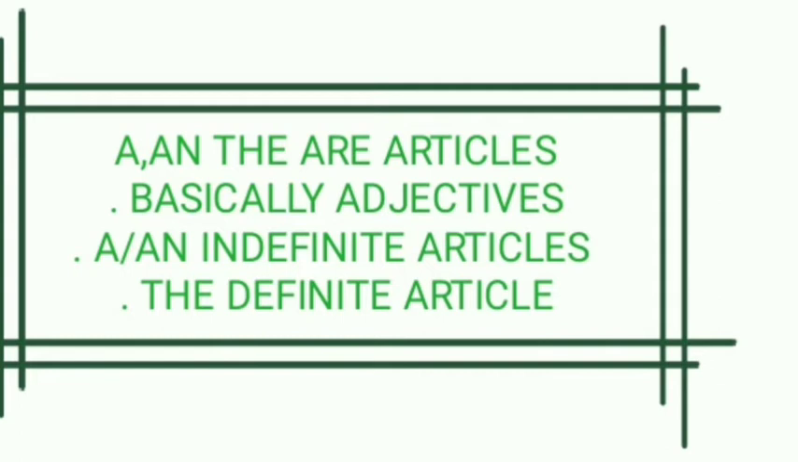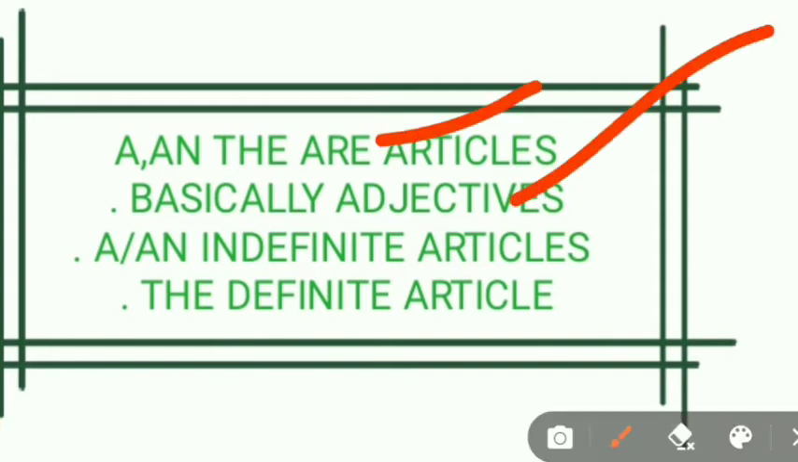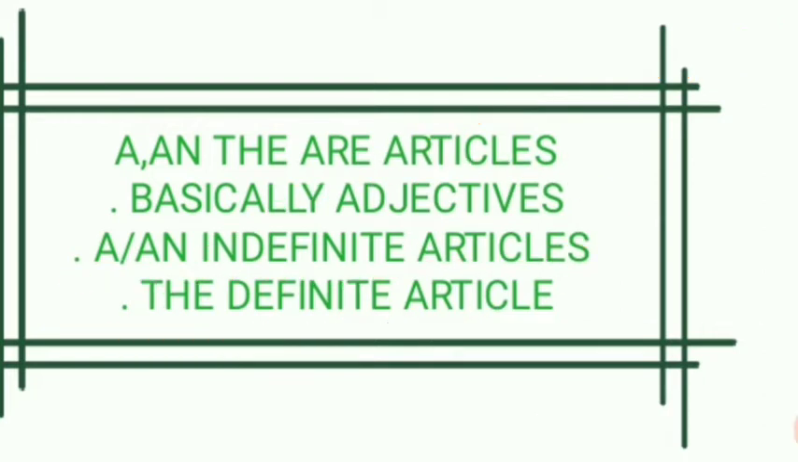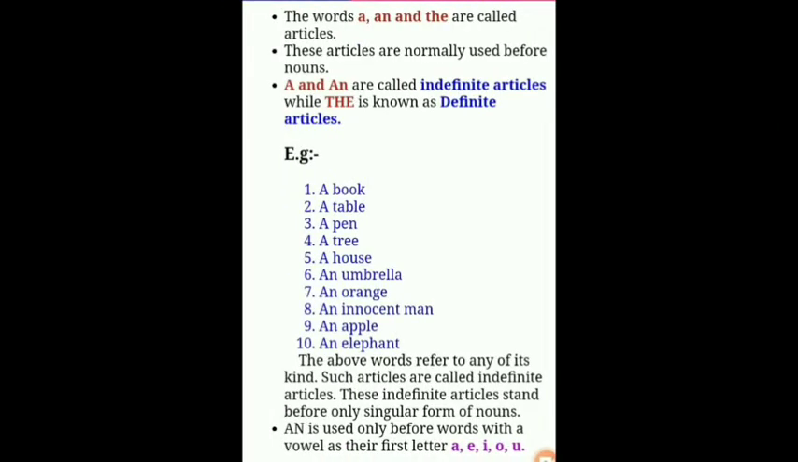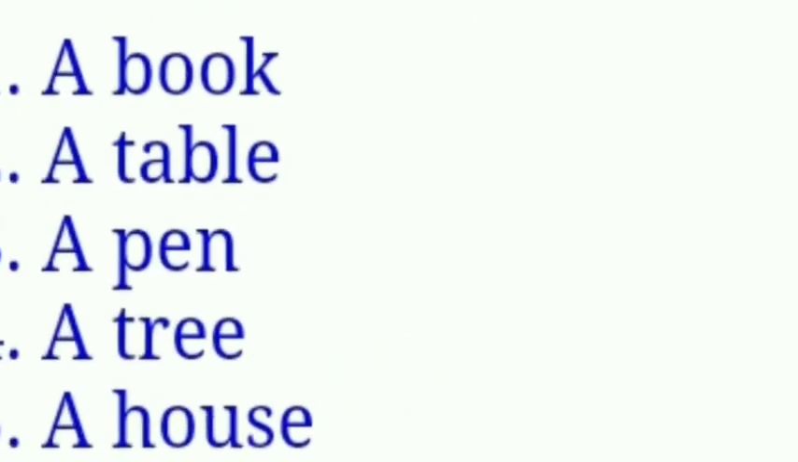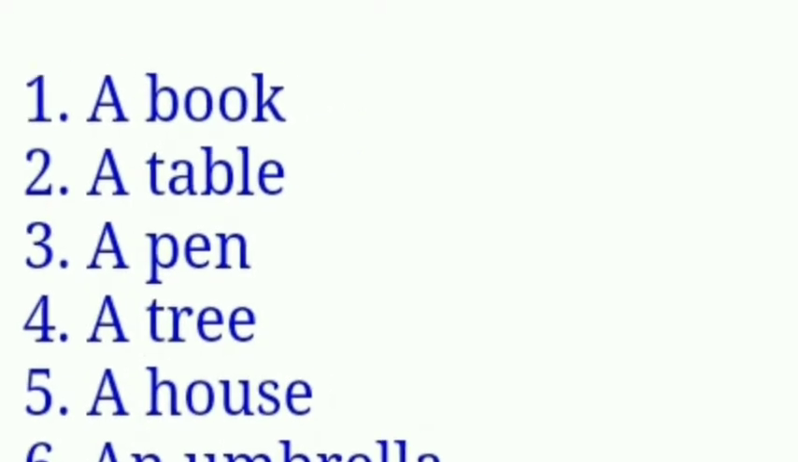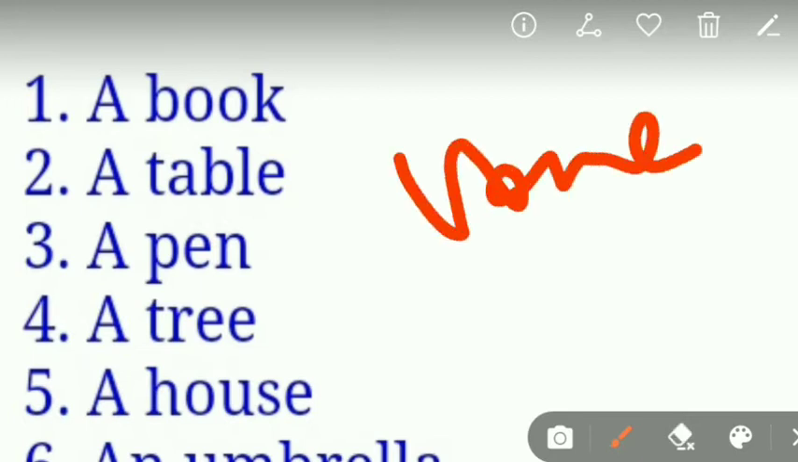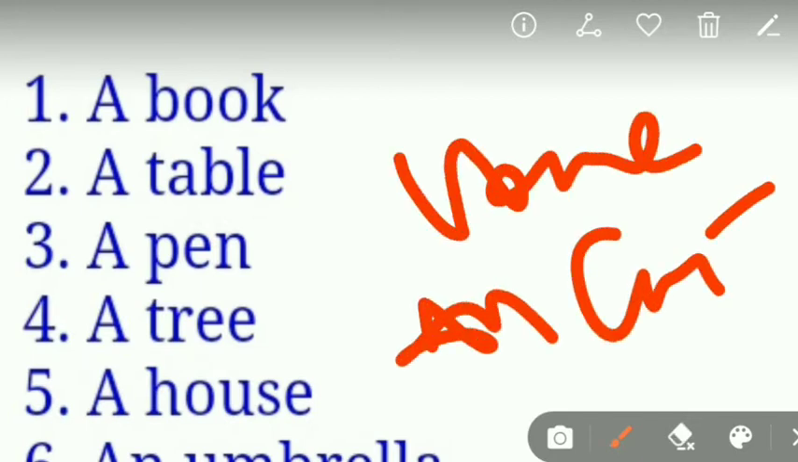A and an are articles. Basically, these articles are adjectives. A and an are indefinite articles, and the is a definite article. Okay, next point. Before vowel sounds we use a or an: before a vowel sound we use an, and before a consonant sound we use a.